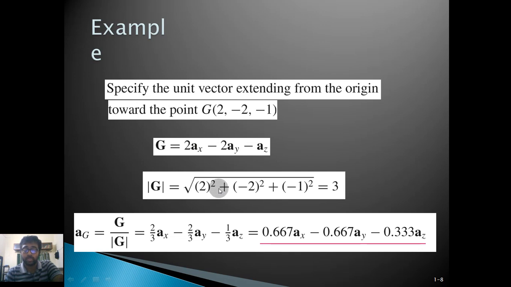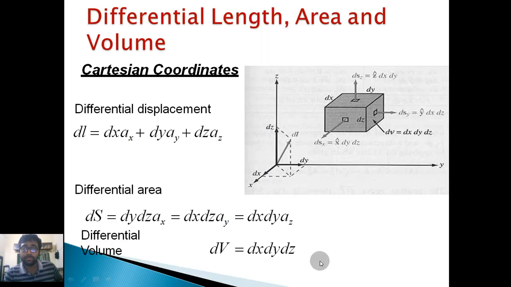We will get the summation of the squares of the individual vectors, and then we'll take the root. Then we'll get the magnitude of that vector. This is the magnitude of the vector, and if we just divide the vector by the magnitude, we will get this value. This is the value of the unit vector. Okay, let's go to the next slide.